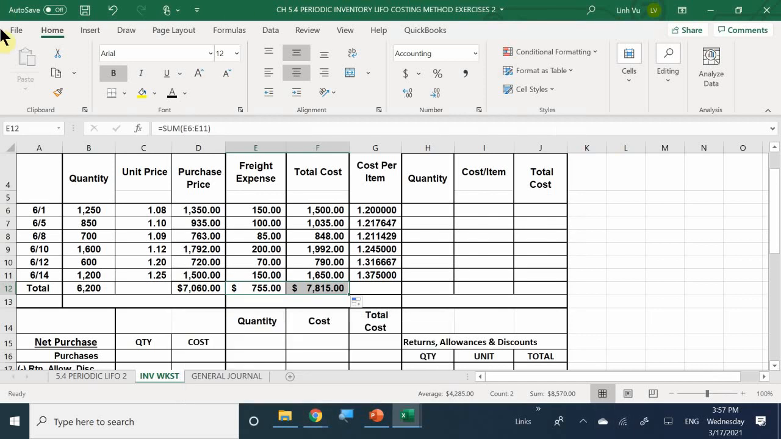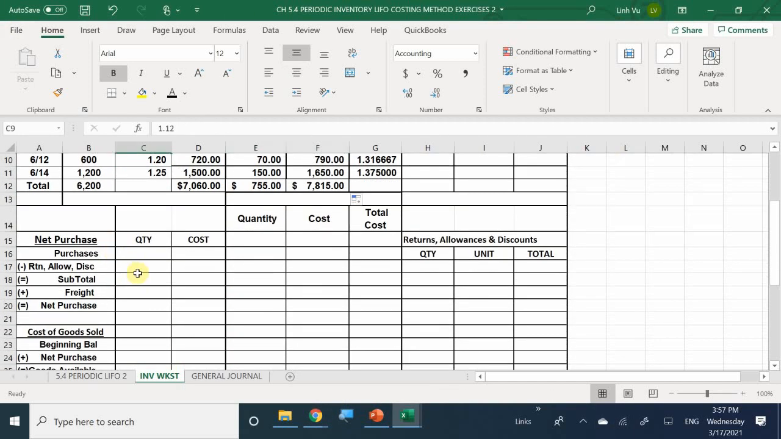Okay? Good. So now let's plug in our numbers here. How much was my total quantity that I purchased? 6,200. 6,200 at what cost?